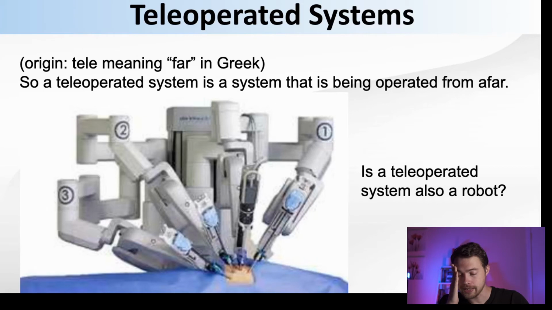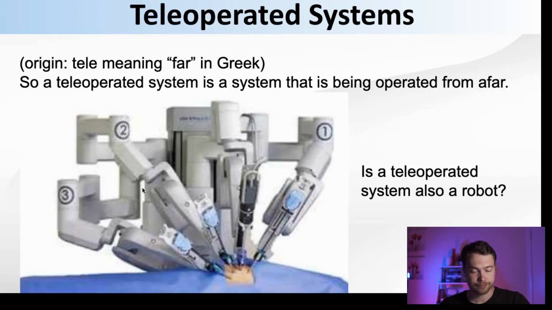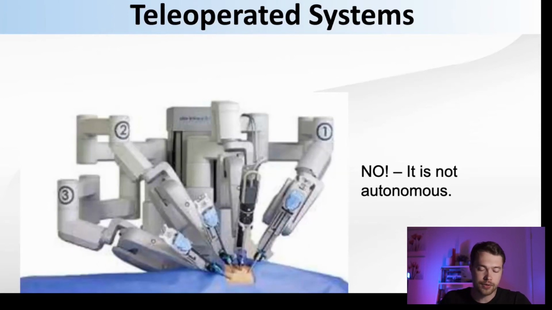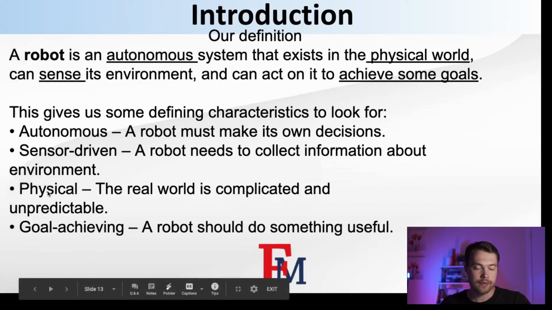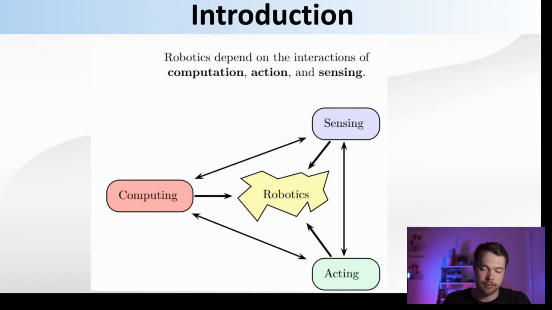So a teleoperated system is a system that is being operated from far away. Can we call it a robot based on our definition? This system, which is performing a surgery but is controlled by a person far away, is that autonomous, sensor driven, physical, and goal achieving at the same time? What do you think? The answer is no. It is sensor driven, it is physical, it is goal achievement, but it's not autonomous. Why? Because there is a person who's controlling every single move there. So it can't really make its own decisions completely.